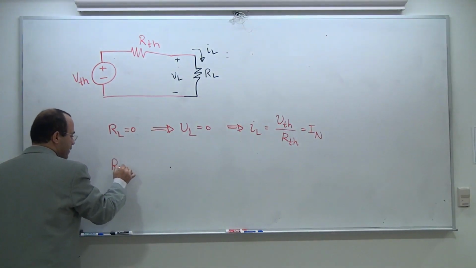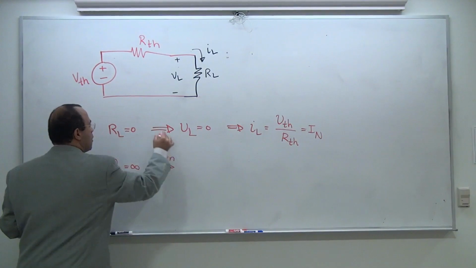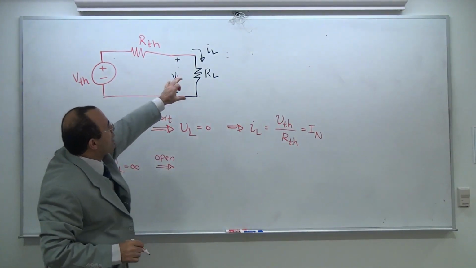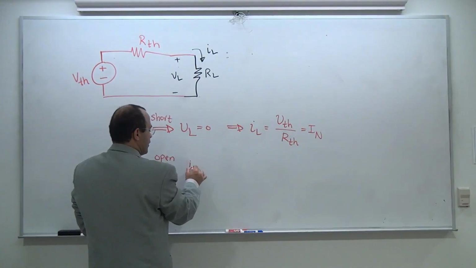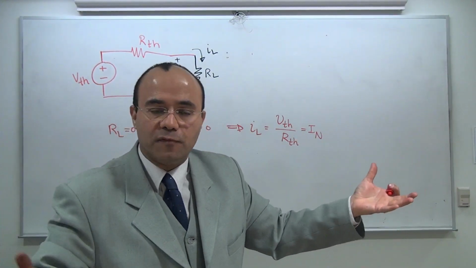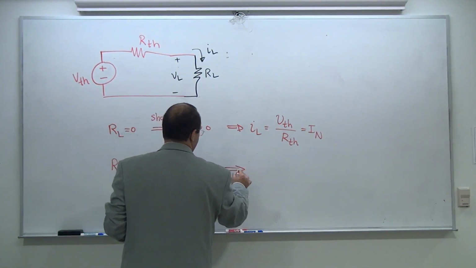When RL is infinity, which means it's open, let me write it down, open and short. When RL is infinity, that is open. Obviously, I expect IL to be 0 because of the huge impedance in front of me. Nobody can move, right? Now that's what happens to IL.